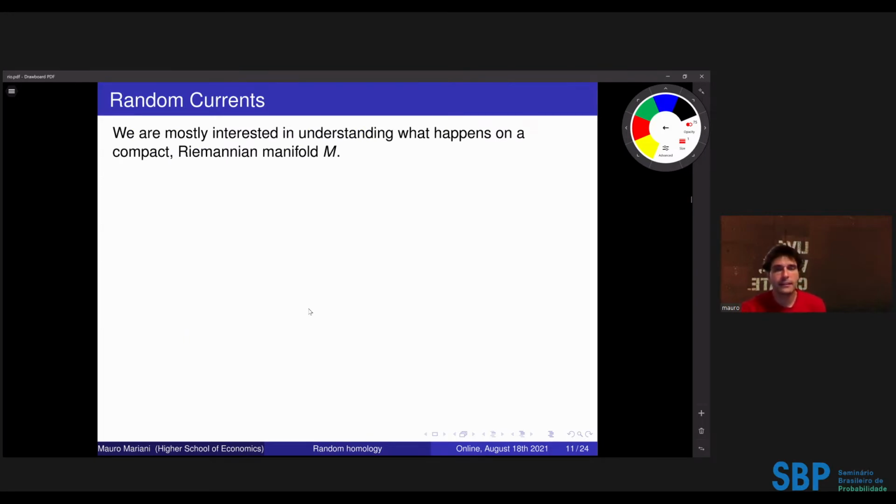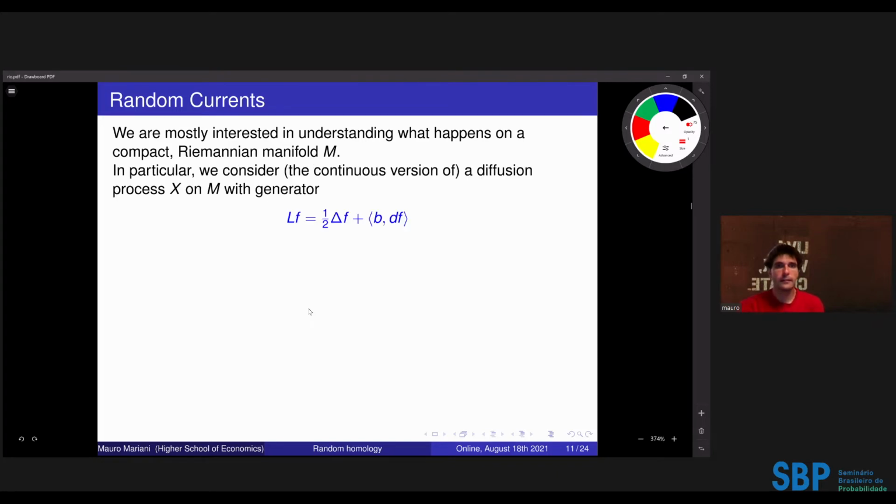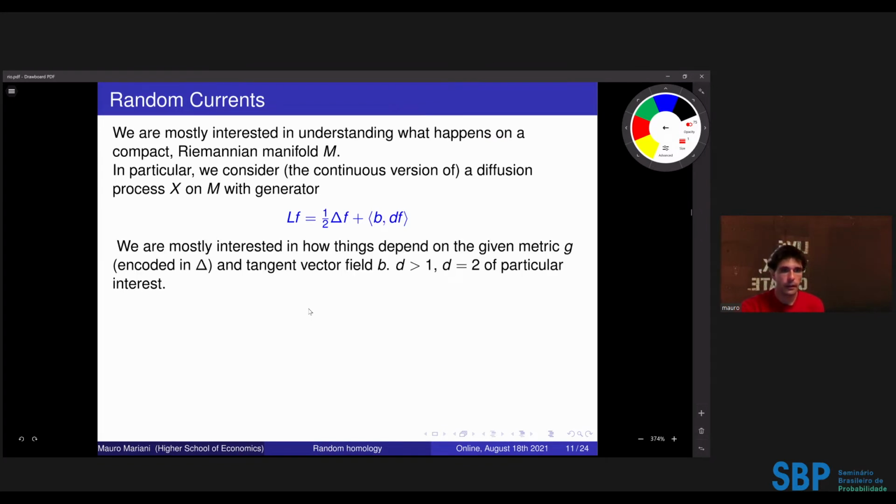I'm mostly interested to understand what happens on a compact Riemannian manifold. And I just take a diffusion. So this means a Markov process whose generator writes as Lf is 1/2 the Laplacian of f plus b·∇f. So here, b is a smooth tangent vector field on the manifold. And this Laplacian is the one associated to the Riemannian metric g.